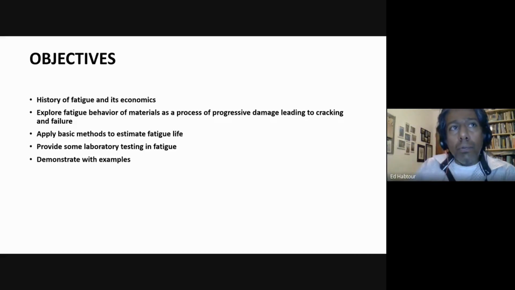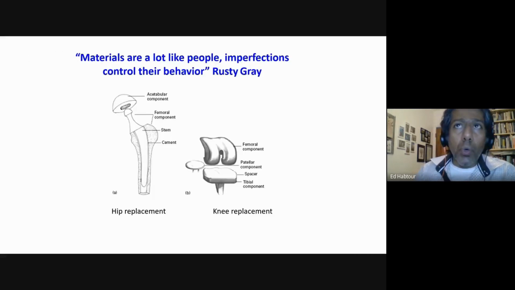So I'll give you a quick history of fatigue, and then we'll look at the behavior of the materials, the progression of fatigue, and applying various methods to estimate the life. And I'll give a few examples to demonstrate those concepts. And in a very simplistic way, the way to think about fatigue is really just like a human being tired.